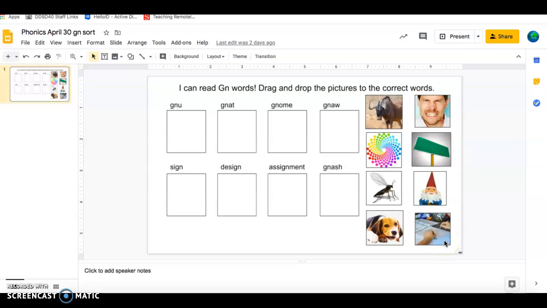When you are done dragging and dropping the pictures to the correct boxes, make sure to press the turn-in button.